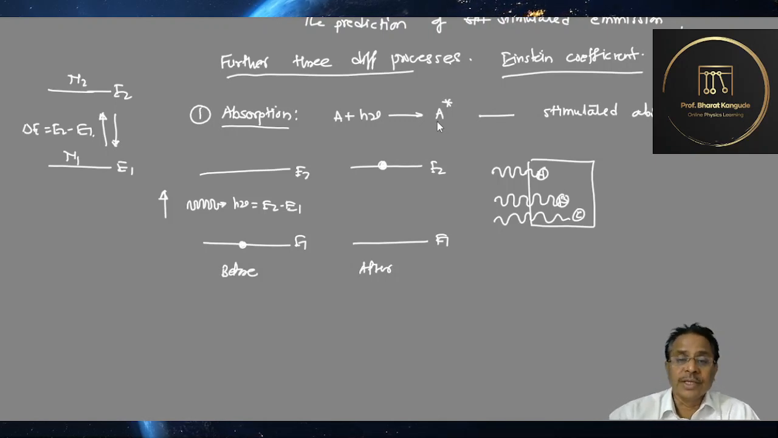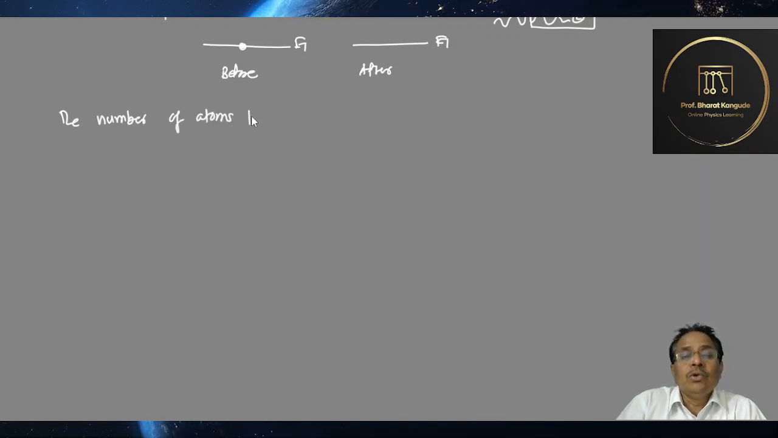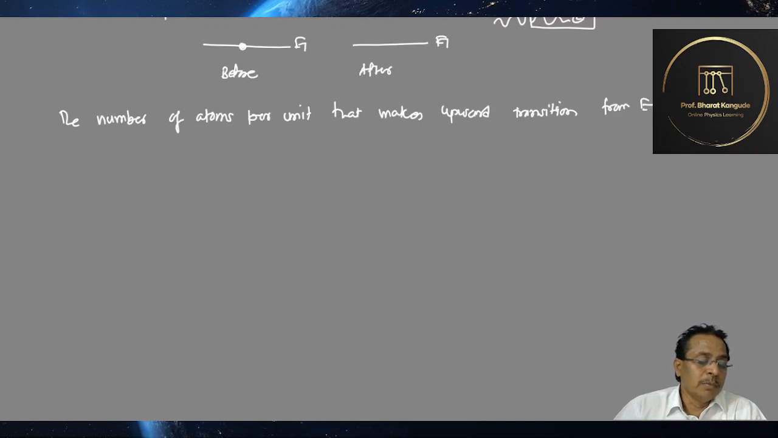Now we are going to go for a simple calculation in the following way. Look at this number: the number of atoms per unit volume that makes an upward transition from E1 to E2, that is, from the lower level to the upper or higher level, per second. These are the basic definitions we are using here for these types of constants.